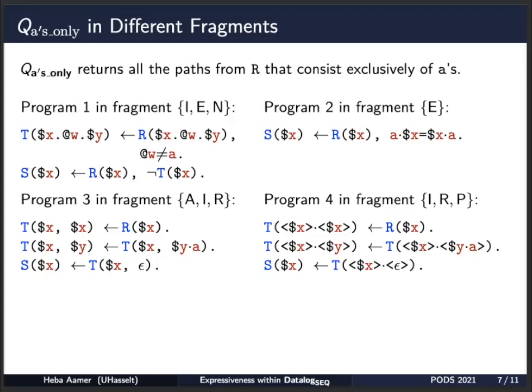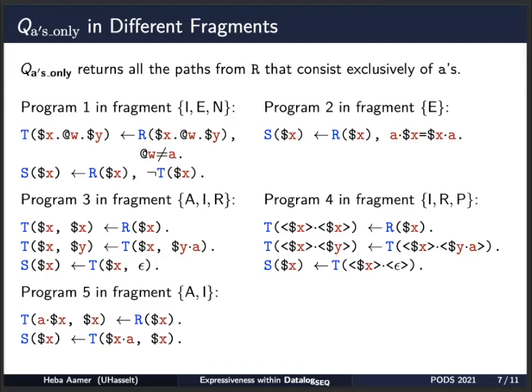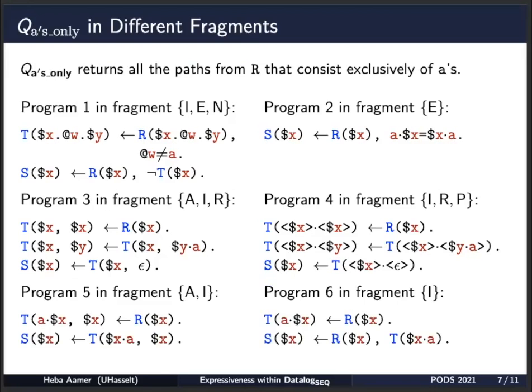Going back to program number 3, we said that we introduced recursion in order to eliminate equations. So can we compute the same query without equations and recursion at the same time? And the answer again is positive. The fifth program is in fragment AI, but here we used arity. So lastly, in program 6, we can compute the query using only intermediate predicates.